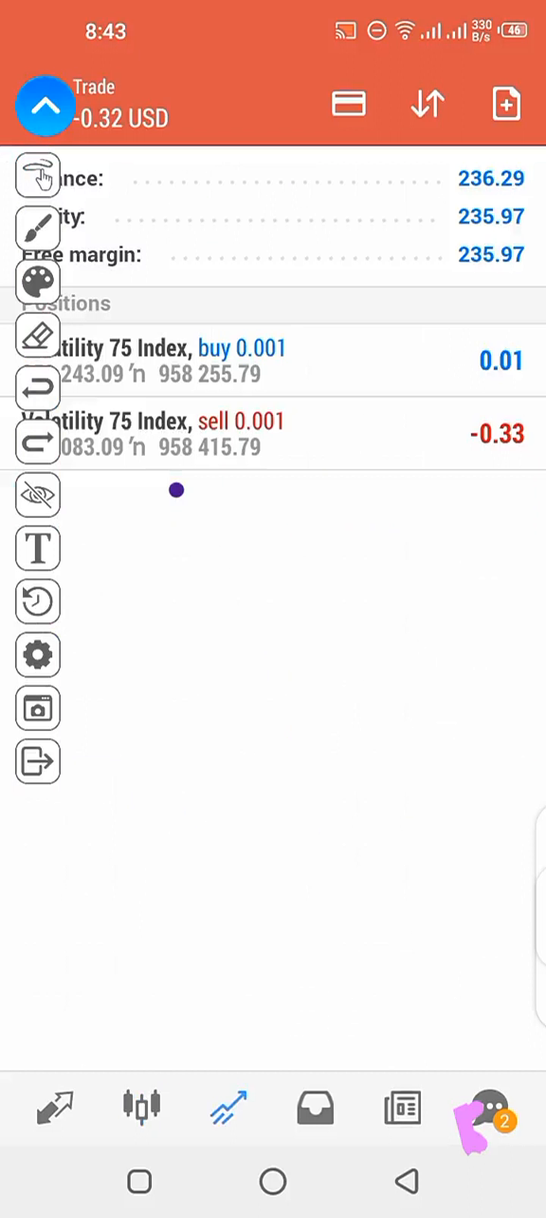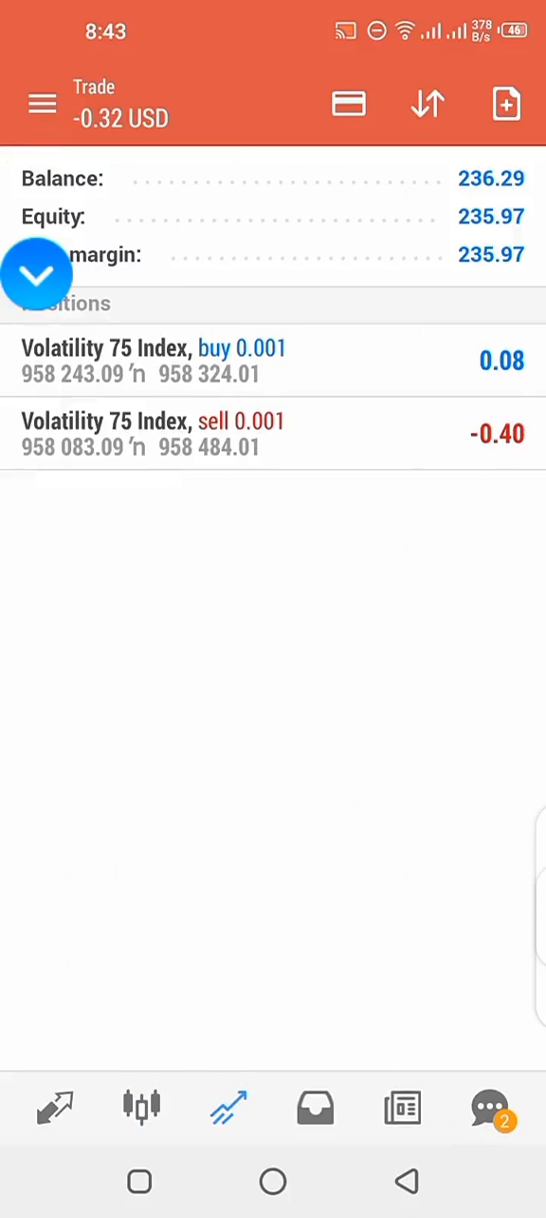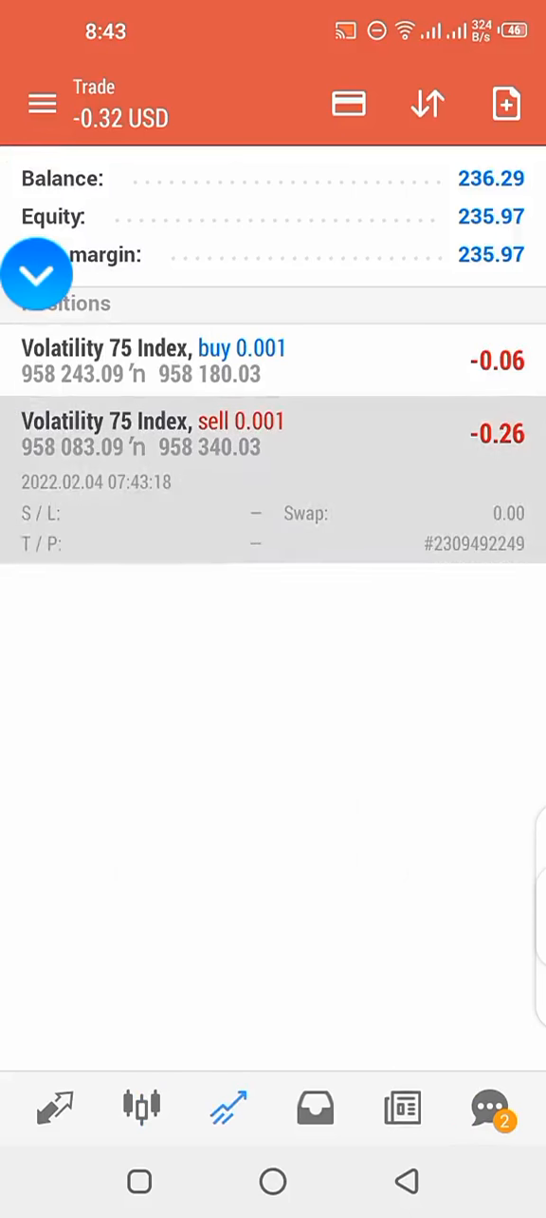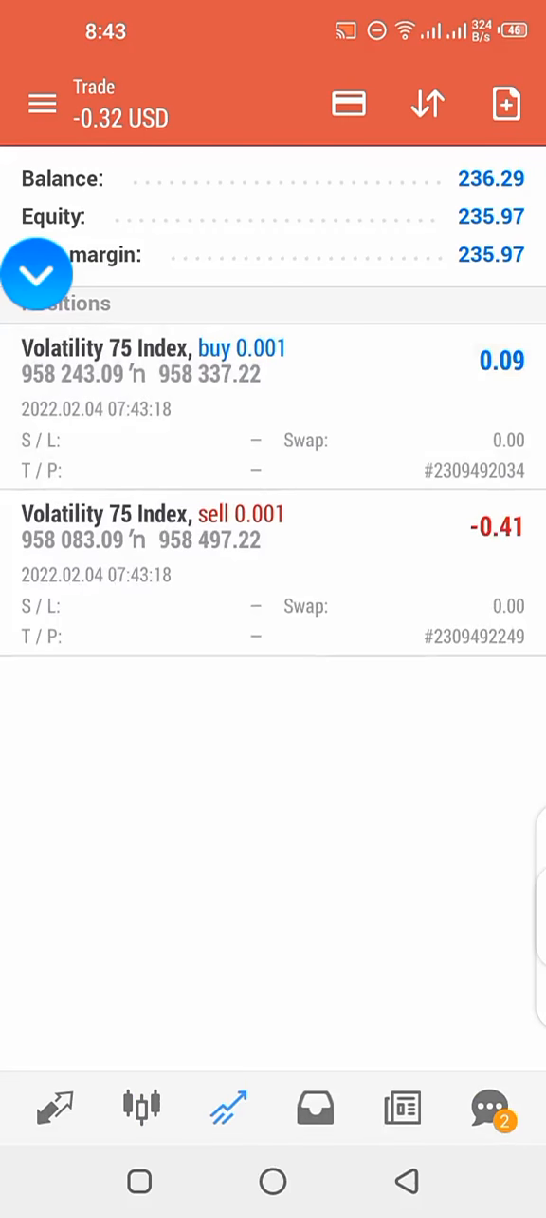Okay, price just triggered it. It's just been triggered by price, and I have two running trades. I have my buy trade, and I have my sell trade. Remember, the pending orders have been turned to running orders right now. My balance currently is 236.29. Trades are running.